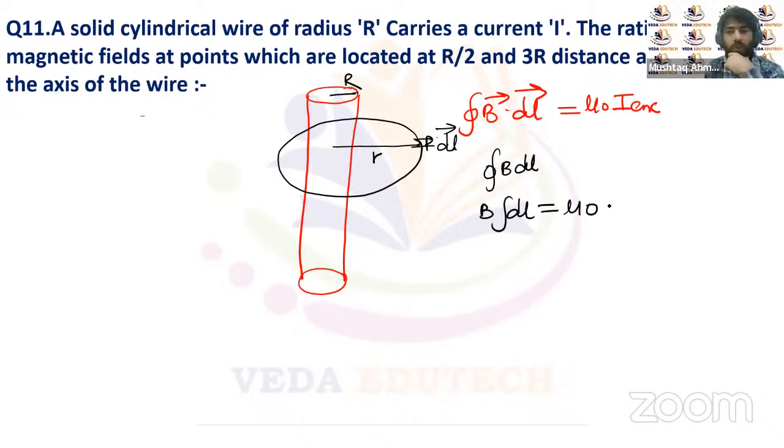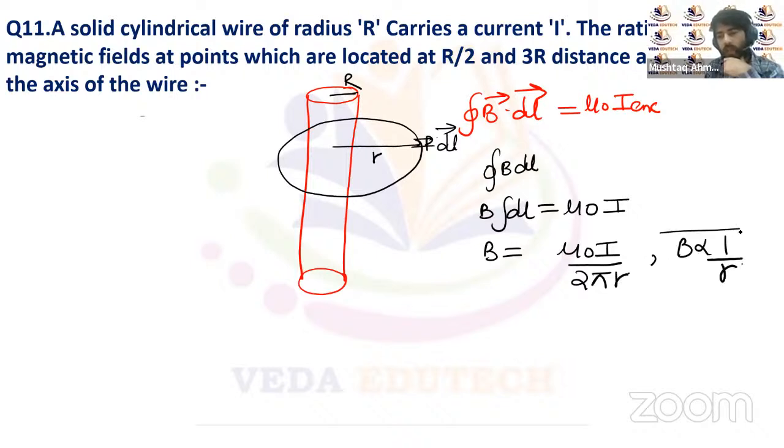The I enclosed will be the total current enclosed by this Amperian loop, that is, the total current flowing through this cylinder. That's I. So B will be mu naught I upon 2 pi r. This is the net magnetic field; B is inversely proportional to the distance r at a point which is outside the cylinder.